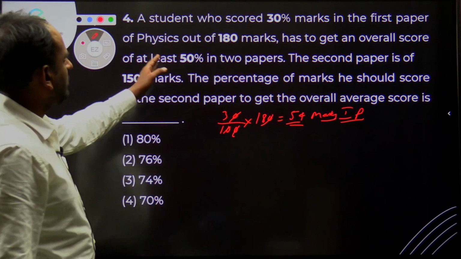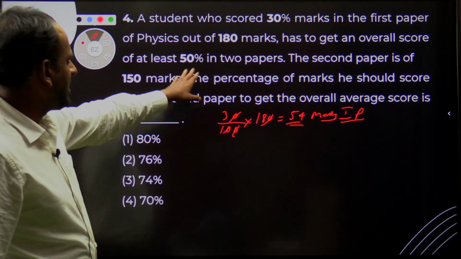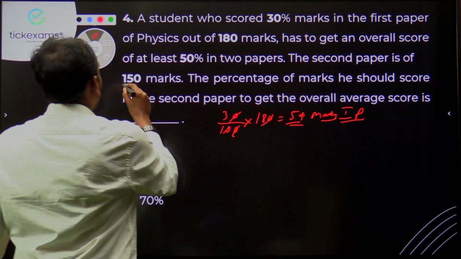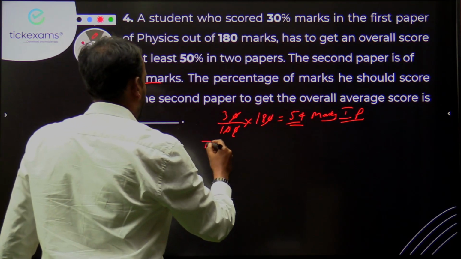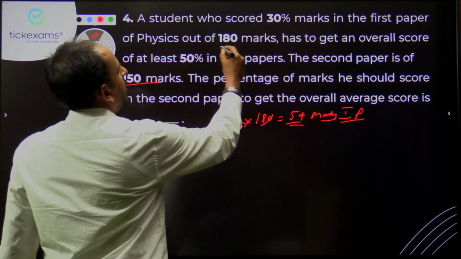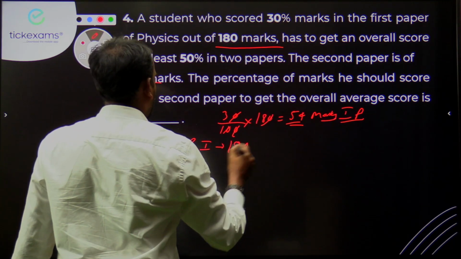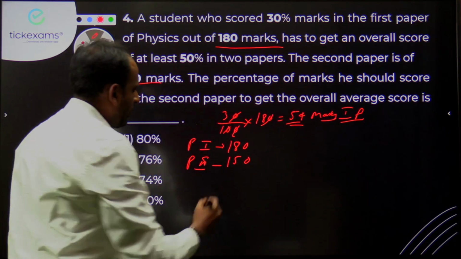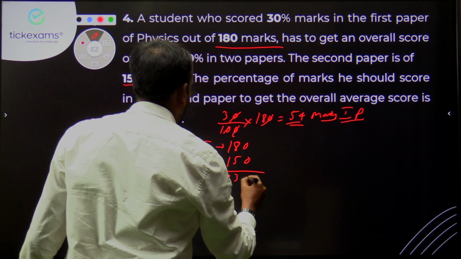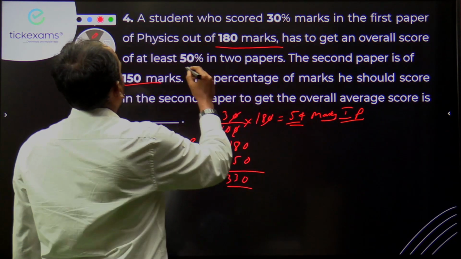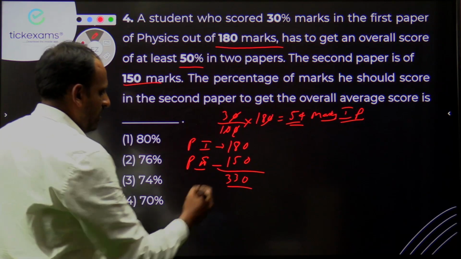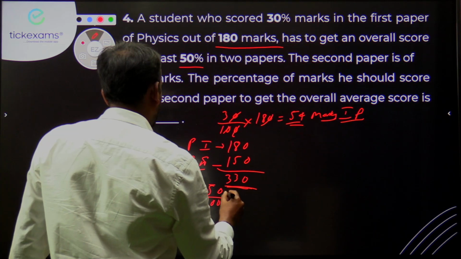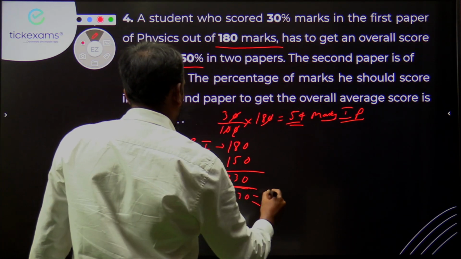Now, he has to get an overall score of at least 50% in the 2 papers. The second paper is of 150 marks, it is told. So paper 1 was of 180 marks, paper 2 is of 150 marks. So the total marks is 330. Now, he has to score at least 50% in 2 papers. So 50% of 330, 50 by 100 into 330 gives us 165.